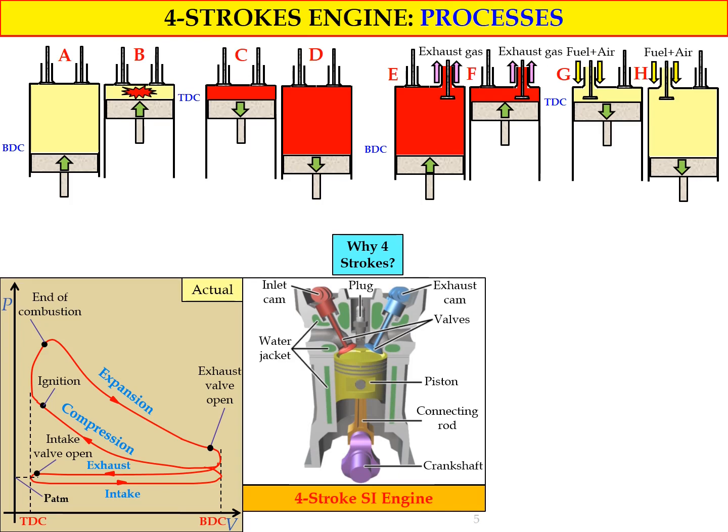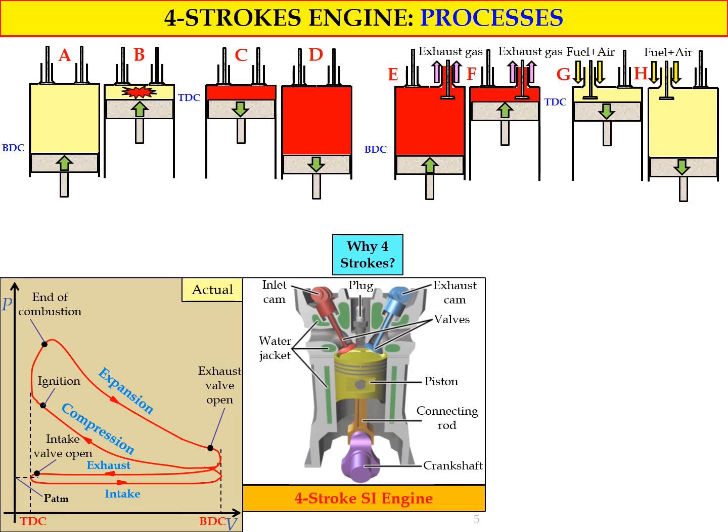For figure A and figure B, we have the compression process. Figure C and figure D, we have the expansion process. Figure E and F represent the exhaust process, and figure G and figure H represent the intake process. So we have 4 processes, and each process involves one stroke, because the process involves the distance between BDC and TDC.